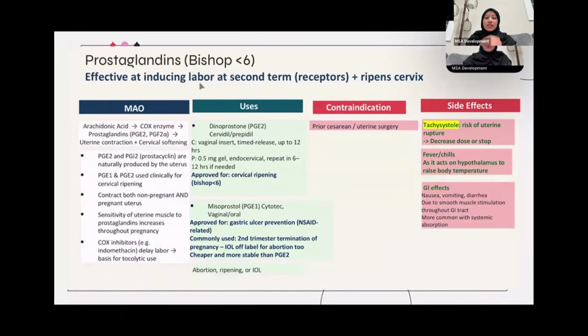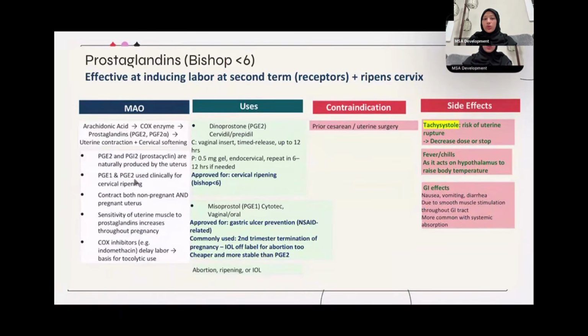Okay. Prostaglandins, if the cervix and uterus are not ready and you want to induce labor for a number of reasons like abortion, you can use prostaglandins to get that cervix ready, and it is effective even in the second trimester because the receptors are always there. I talked about the mechanism of action. We said the COX enzyme turns arachidonic acid to prostaglandins, causing the contraction and softening.